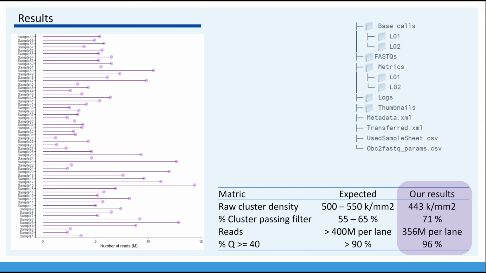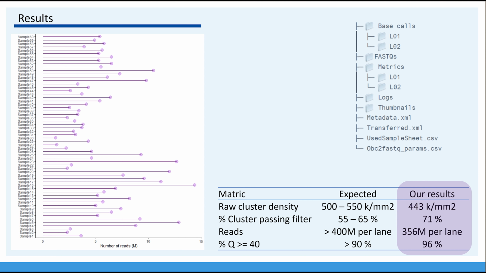So on the bottom in the table you can see expected versus our results. You can see our cluster density was a little bit lower than what we'd expect, and as well the number of reads per lane. So we'd expect over 400 million reads per each lane, and remember there are 2 lanes in the flow cells, and we got on average around 356. Again, probably as a result of pooling the libraries and playing around with concentration of individual samples and the loading concentration.